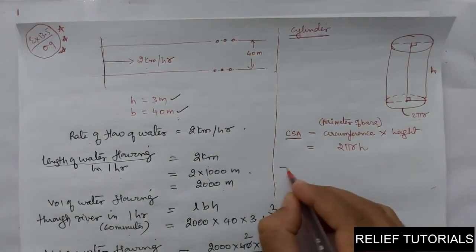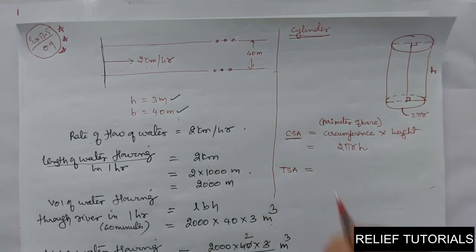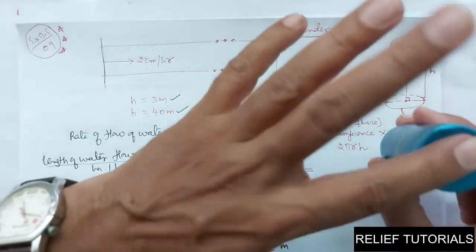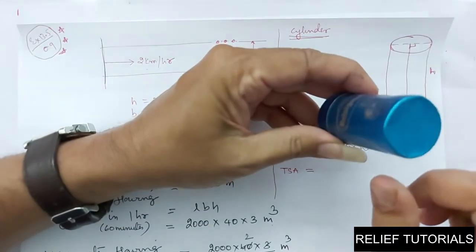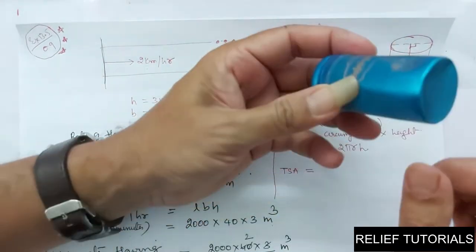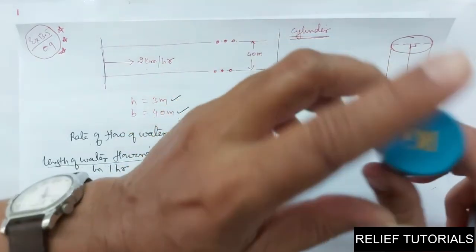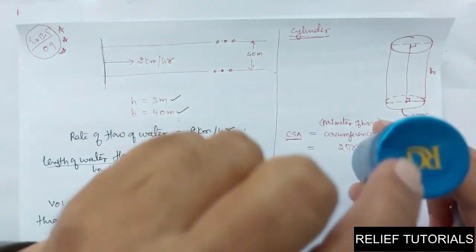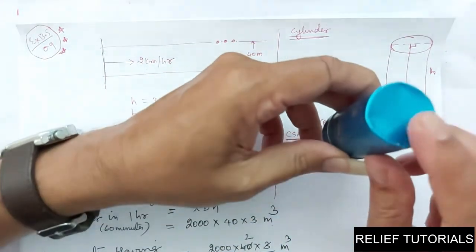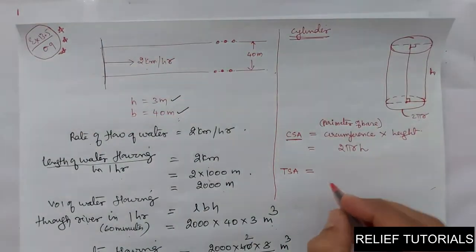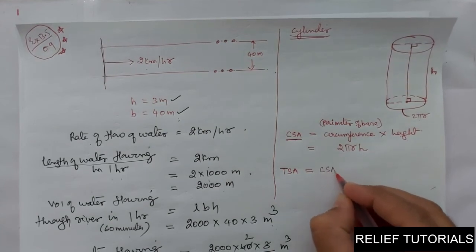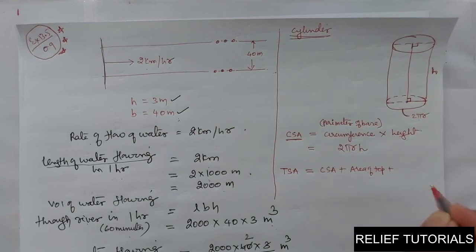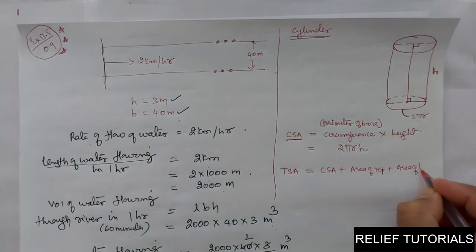Now we will find TSA. Total surface area means lateral surface area, area of top and area of bottom. And you know that top and bottom are congruent, and they are circles. So the area of this part is pi r square, here also pi r square. So total surface area is curved surface area plus area of top plus area of bottom. Clear or not?